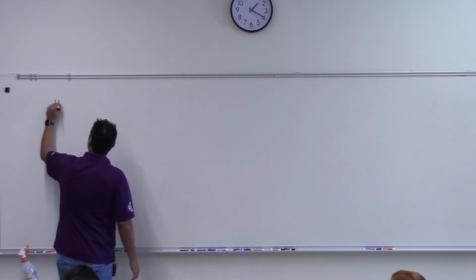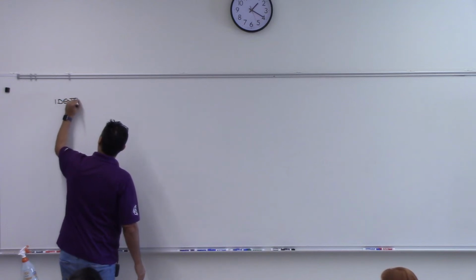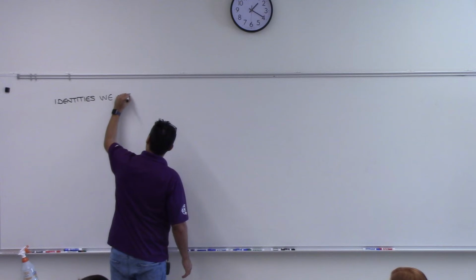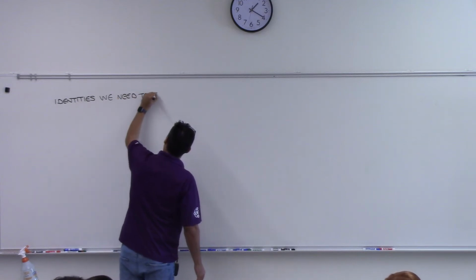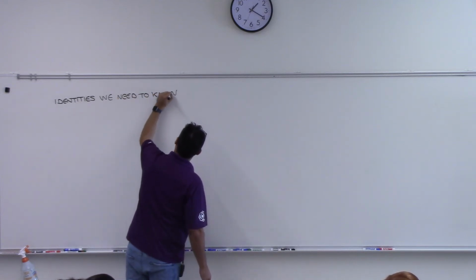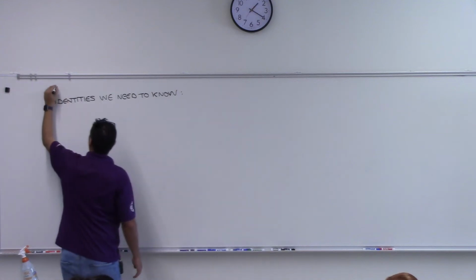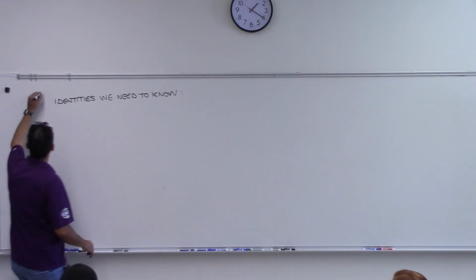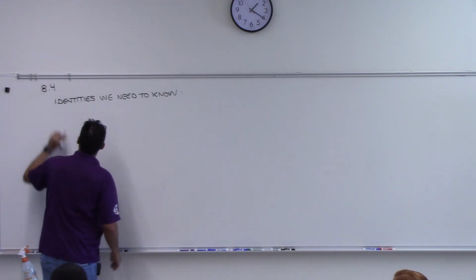So, identities we need to know. These are things that should be pretty much right at the forefront of our brains. I'm not going to say memorize, but we shouldn't have to go far to find these, all right?